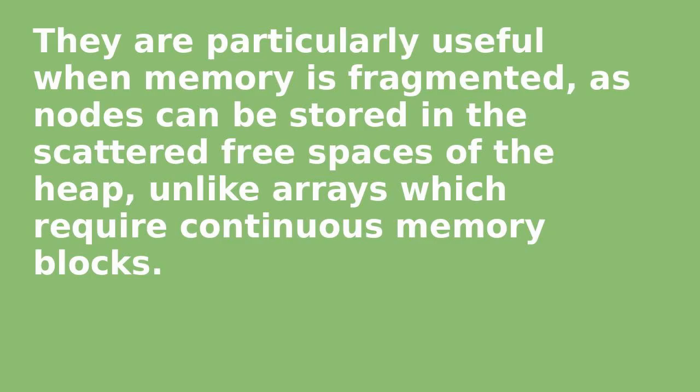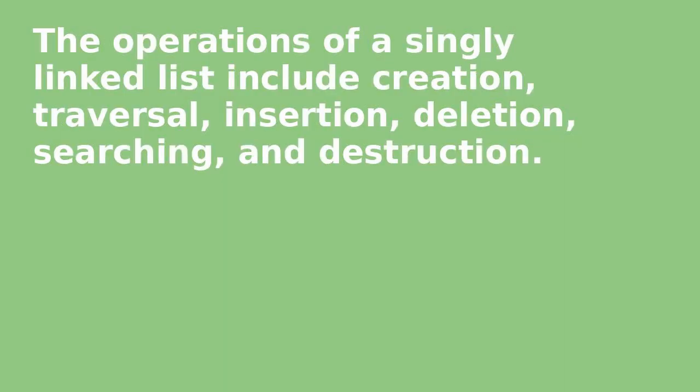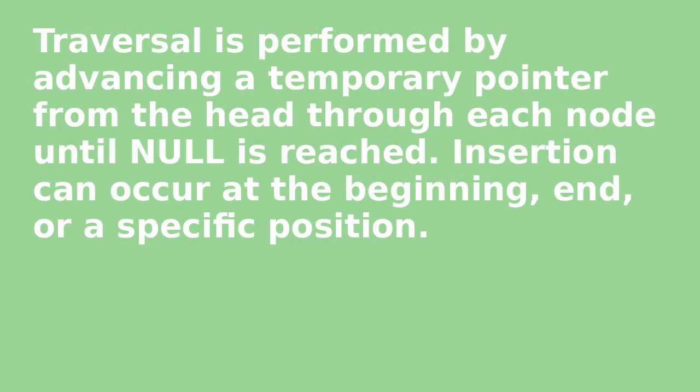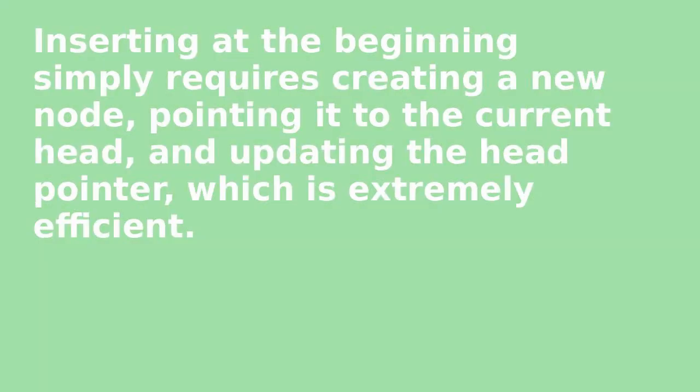heap. Unlike arrays which require continuous memory blocks, the operations of a singly linked list include creation, traversal, insertion, deletion, searching, and destruction. Traversal is performed by advancing a temporary pointer from the head through each node until null is reached. Insertion can occur at the beginning, end, or a specific position. Inserting at the beginning simply requires creating a new node, pointing it to the current head, and updating the head pointer, which is extremely efficient.